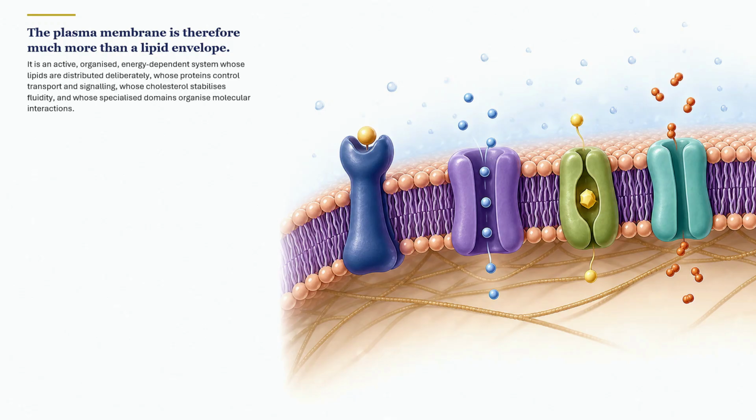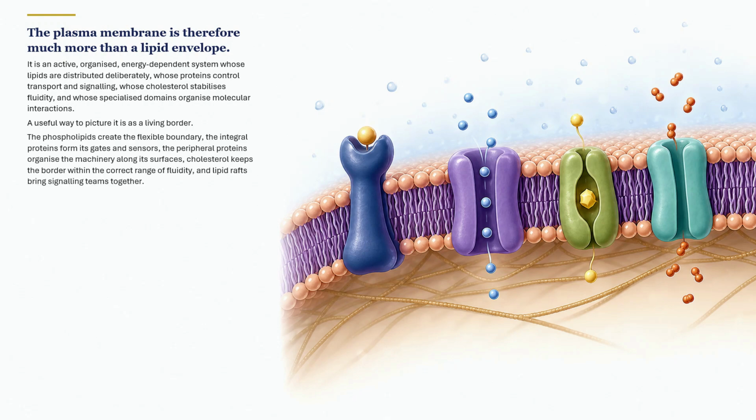It is an active, organized, energy-dependent system whose lipids are distributed deliberately, whose proteins control transport and signaling, whose cholesterol stabilizes fluidity, and whose specialized domains organize molecular interactions. A useful way to picture it is as a living border. The phospholipids create the flexible boundary. The integral proteins form its gates and sensors. The peripheral proteins organize the machinery along its surfaces. Cholesterol keeps the border within the correct range of fluidity, and lipid rafts bring signaling teams together.